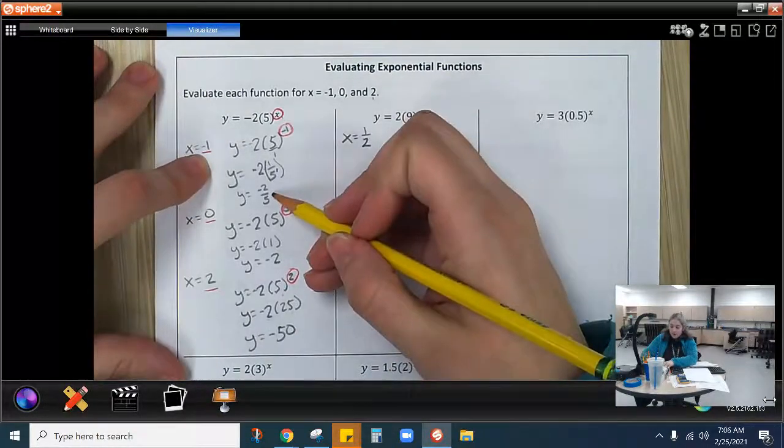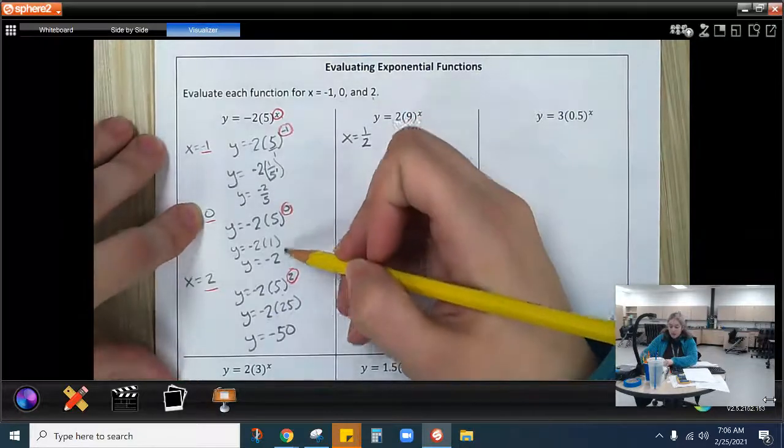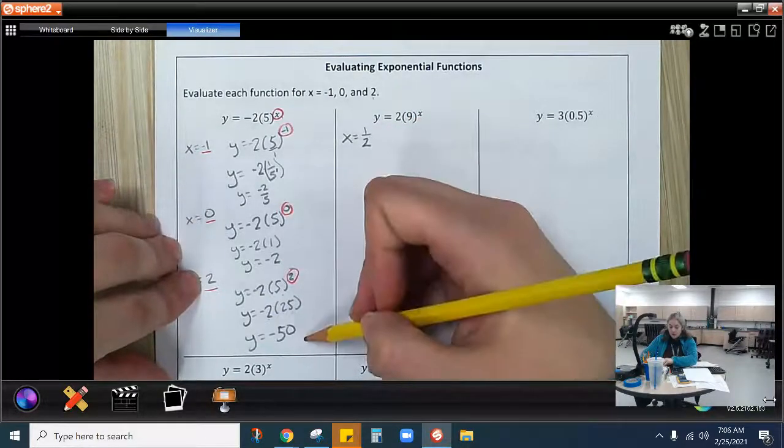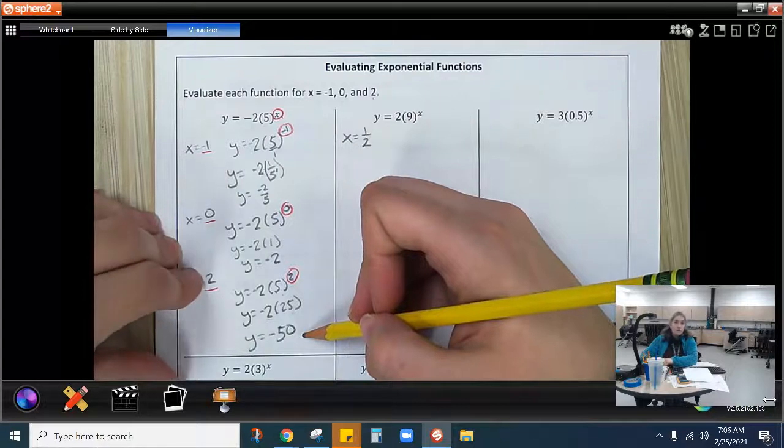This would be the point -1, -2/5. This would be the point 0, -2. And then this would be the point 2, -50. So as time goes on, it's more and more negative. Kind of like a credit card.